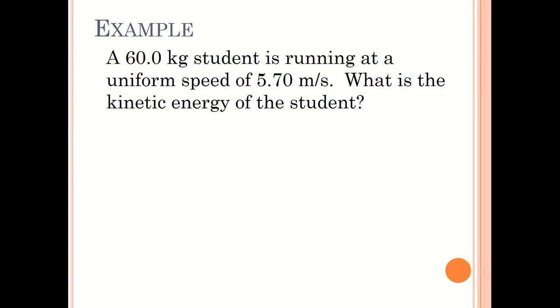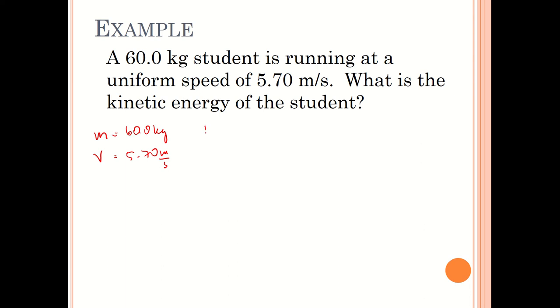So here's an example. I have a 60 kilogram student running at a uniform speed of 5.7 meters per second. What is the kinetic energy of this student? So we need to know the mass, we need to know the speed. In this case, our mass is 60.0 kilograms, and our velocity is 5.70 meters per second. Now notice the units have to be in meters per second for the speed, and of course mass has to be in kilograms because our metric units or SI units that we need to have are kilograms, meters, and seconds. And then all of the derived units have to have those as well.